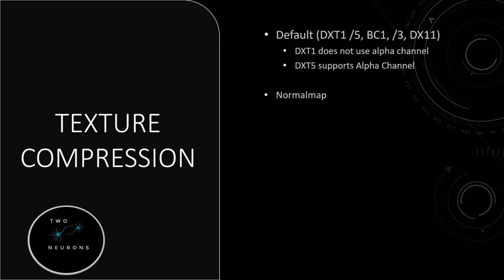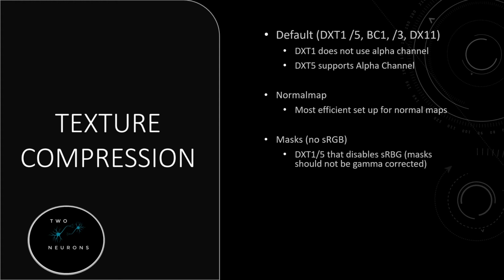We have a normal map setting, which is the one I was talking about when we imported our hunger bar. The most efficient way to compress a normal map is to use the texture compression setting of normal map. It's optimized for it. As I mentioned, masks have no sRGB. So it is a DXT1 or 5 that disables the sRGB because masks don't need to be gamma corrected.